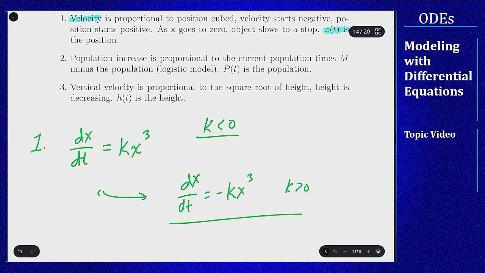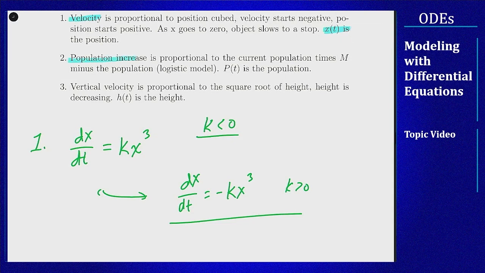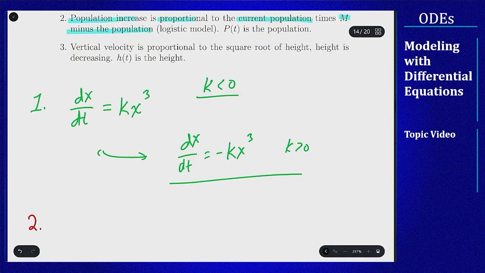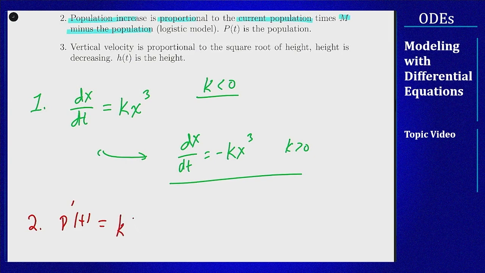For number 2, we're told that population increase is proportional to current population times M minus population. This is a carrying capacity logistic model. So our setup here is that P'(t), or dP/dt, is proportional to some constant k times population times M minus population. So there's your logistic model. It makes sense that if P is positive and not bigger than M, population will grow, so k being positive fits with that description.